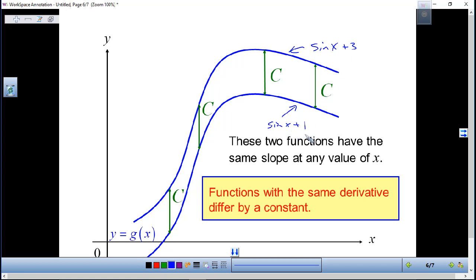Well, for each of these, the derivative is cosine. And that's what we're talking about here, because functions with the same derivative differ only by a constant. And why is that? Because when we take the derivative of the plus 1, well, the derivative of 1 is 0. But also, what do we know about 3? The derivative of 3 is 0. So these constants go away when we get to the derivative.